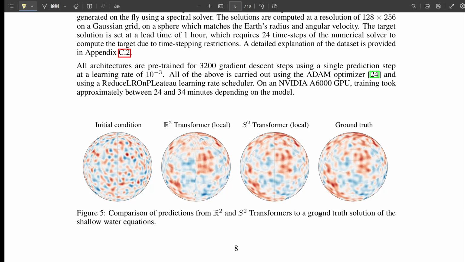What about the shallow water equations? That seems like the acid test for geometric accuracy. Absolutely. And the results there were particularly compelling. Figure 5 in their paper is quite telling. It visually shows how the spherical neighborhood transformer drastically reduces the errors, especially the distortion you typically see near the poles when using a flat Euclidean model. So it really demonstrates the benefit of handling the geometry correctly for physical simulations.